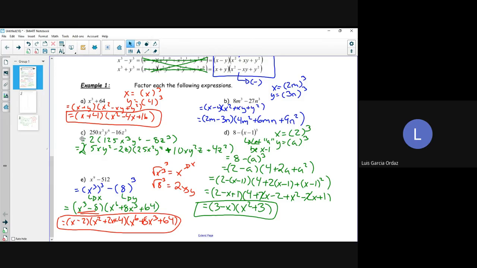The trinomial, we leave it because it's neither a difference nor sum of cubes. You could try to factor it using the factor theorem, but when I tried it, it's not factorable, so it wouldn't give you whole numbers. So you would just leave it as is. But if you can simplify that trinomial, then I would suggest you do that. But if you can't, then just leave it as is.